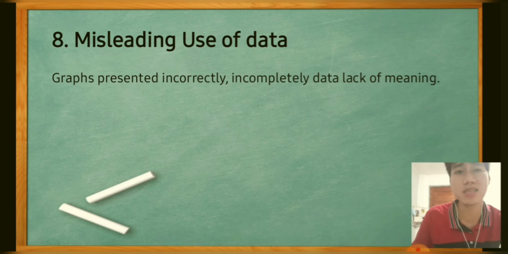And then eighth is misleading use of data. When we say misleading use of data, it includes graphs presented incorrectly, incomplete data, lack of meaning. If the data is lacking, if we only got a little data, that is misleading use of data. Or even a graph: if the graph does not correctly represent the data, it's misleading use of data.